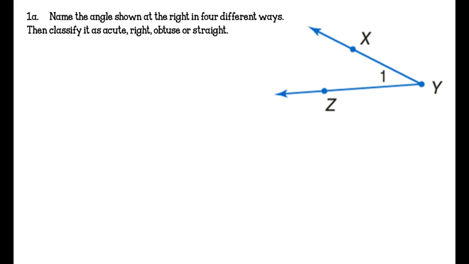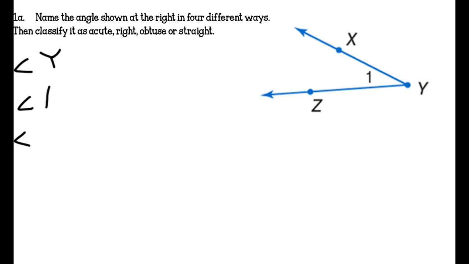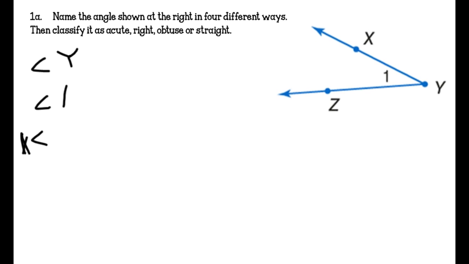Name the angles shown at the right in 4 different ways, then classify it as acute, right, obtuse, or straight. One of the ways I can do it is to just look at the vertex, and the vertex is y. So I can say angle y, calling it by its vertex letter. This 1 in here is saying that this is angle 1, so I could call it angle 1. This is the tricky option, and it is the more common option.